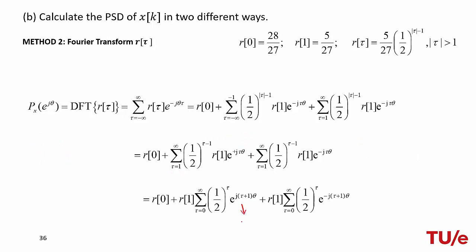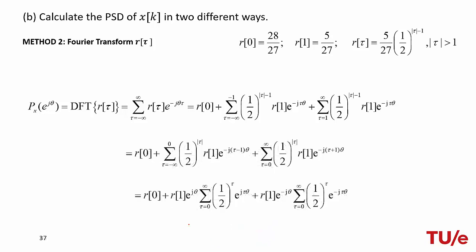And now this complex exponential can also be rewritten as e to the power of j alpha theta times e to the power of j theta. And because this doesn't depend on alpha, I can also take it out of the summation. And if I do this for both sums, I obtain this expression.